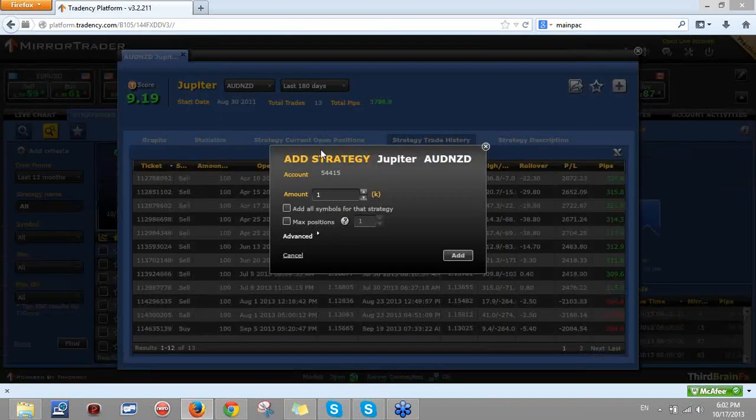The pop-up window we see is for selecting the lot size. Usually we see amount of K 1. This is the amount of K by default, 1. We will leave it like this for the moment and we'll click Add.